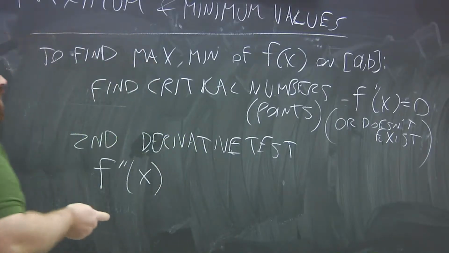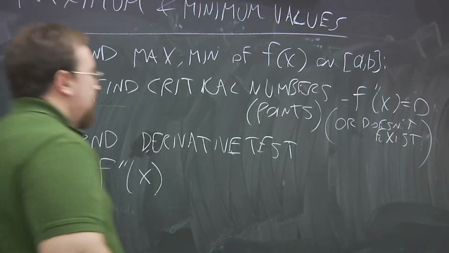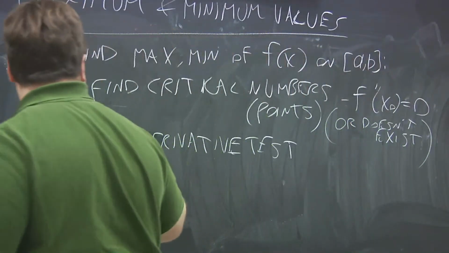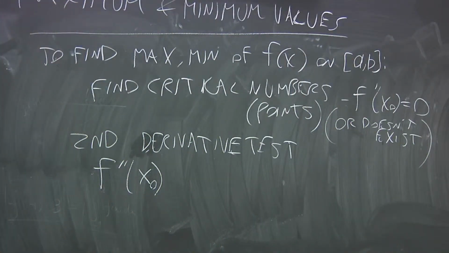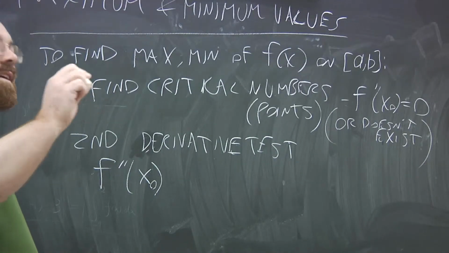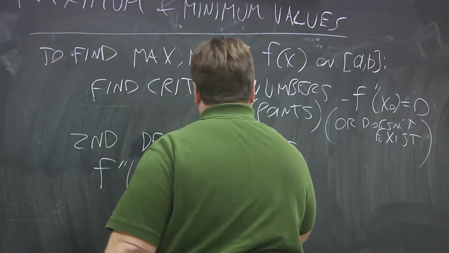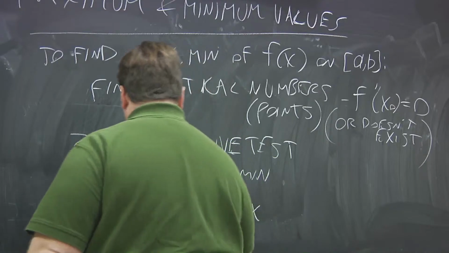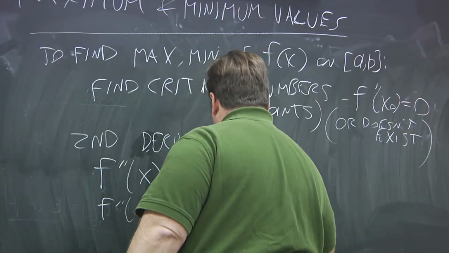But suppose you have a critical number, I'll call this x naught. So suppose you have a point where the derivative is 0, then you look at the second derivative. How do you use that to interpret whether this is a max or min? If it's positive, is it a minimum? Yes. Positive, it's a minimum. Negative, it's a maximum. If it's equal to 0, that is inconclusive.